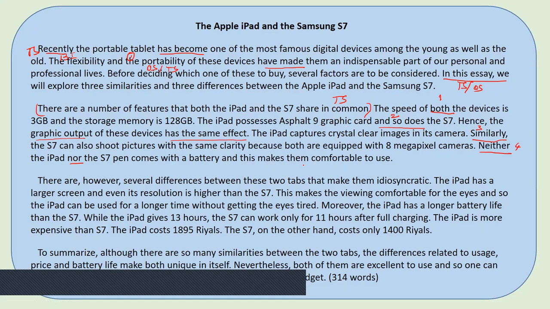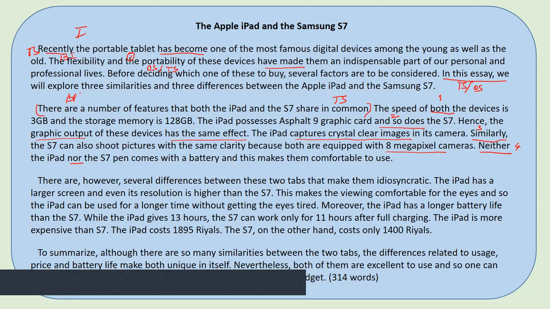Okay. And then when you talk about the camera, 8 megapixel camera, you say the iPad captures crystal clear images. Similarly, the S7 can also shoot pictures. Try to use different vocabulary, different words. Okay, here, capturing, but here, shooting. And the most important thing, the last sentence of paragraph number 1, you use neither nor, because both of them are negative. Clear?